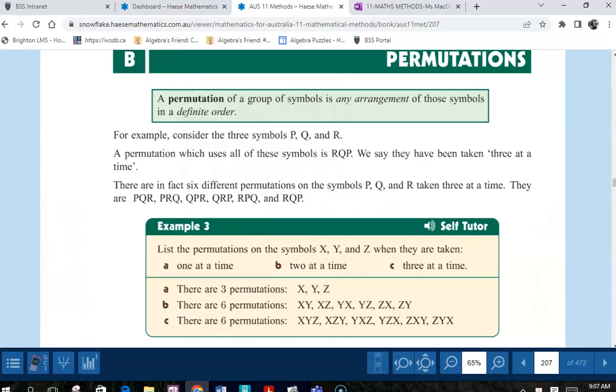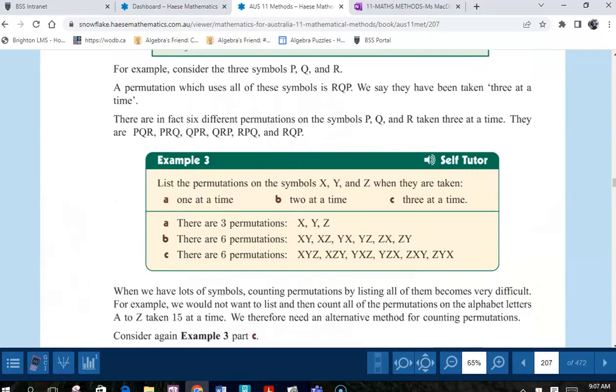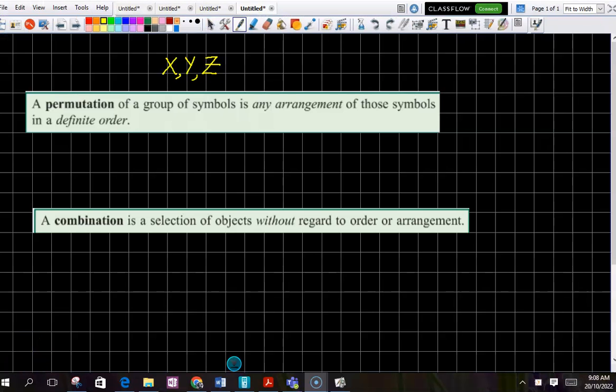So if we have a look at, let's just take X, Y, Z. If we're looking at 3 at a time, what we're going to be talking about, as we said, are permutations and combinations. We want to know what's the difference. So you can read those definitions. Basically, with permutation, the order is going to matter. Combinations, we don't care. The order doesn't bother us, right?